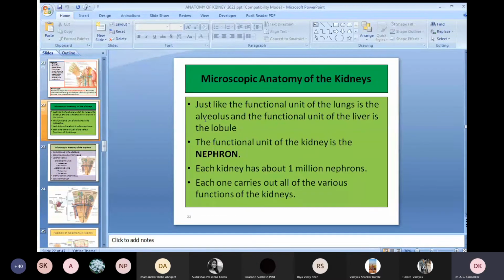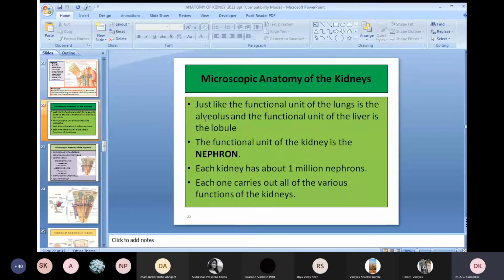What is the microscopic structure of the kidney? Now we have seen the functional unit of the lung, the alveolus. In the liver, it is the lobule. Likewise, the functional unit of the kidney is the nephron, and each kidney has 1 million nephrons. So you can see such a big number of nephrons are present in each kidney, and the main function is the filtration of the blood, which will be done by the nephron through the filtration membrane.